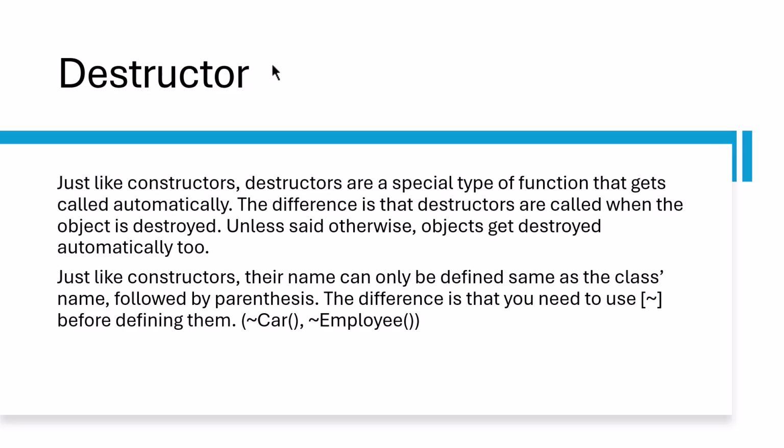Now, there's also destructors which work really similar to constructors. Just like constructors, destructors are a special type of function that gets called automatically. The difference is that destructors are called when the object is destroyed. Unless said otherwise, the objects get destroyed automatically. Just like constructors, their name can only be defined same as the class's name, followed by parentheses. And the difference is that you need to use a tilde before defining them. It is also important to note that destructors can't take parameters, because what are they gonna do with them, right? When they get called, the object is destroyed anyway.